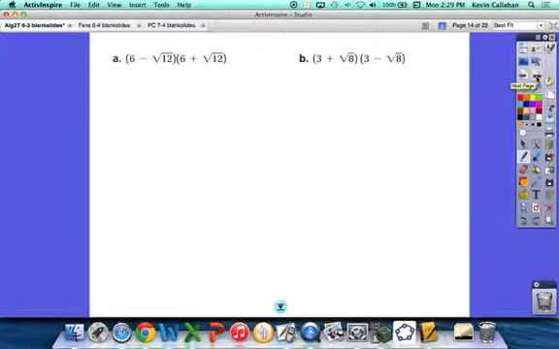Okay, so let's see. If I'm going to FOIL these two, I'm going to come up with 4 terms, right? The first terms are 36 plus 6 root 12 minus 6 root 12 minus 12. And the middle 2 terms cancel, and they always will. So when you're doing FOIL, do you really need to do the middle 2 terms?